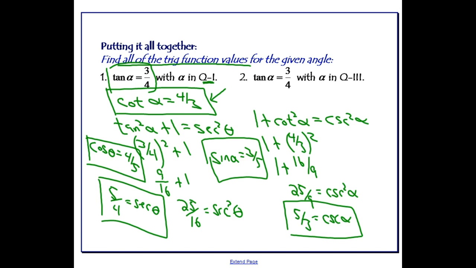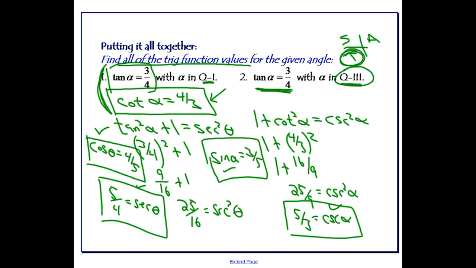Okay, if I were to do the second problem, I'm not going to, but I would realize it's the same problem. I'd work through everything the same, except in quadrant 3, A Smart Trig Class, I would have the tangent and the cotangent positive, and the other 4 answers, the cosine, the secant, the sine, the cosecant, those 4 would have ended up negative, in this case when I'm in the 3rd quadrant.